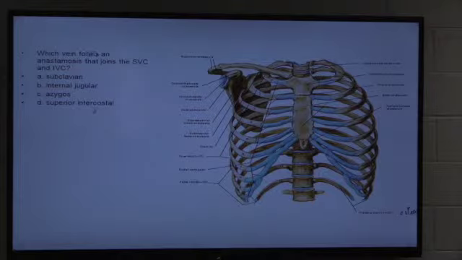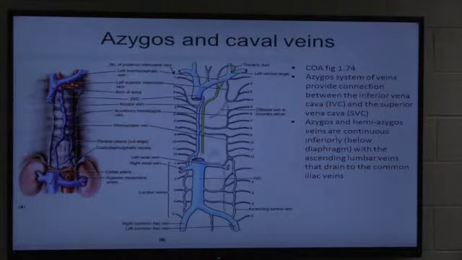Which vein forms the anastomosis that joins the SVC and IVC? Is it the synovial vein, internal jugular, azygous, or superior intercostal vein? Okay. So let's see. Is it this one? Remember how that one worked? Yes, it is that one. Okay. So here's the superior vena cava. Here's the inferior vena cava. All right. So the azygous vein is on the right side. It'll connect with the superior vena cava and drain the thoracic body wall.